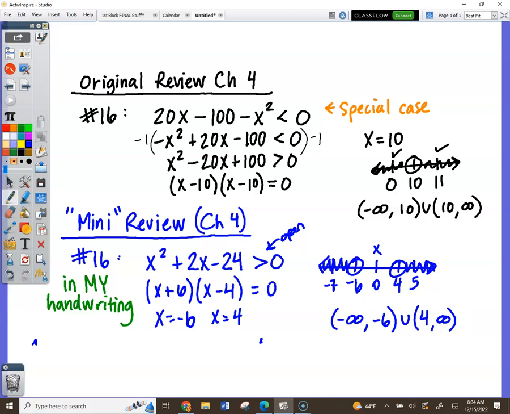Y'all see the difference in those two problems? And that's why I changed it. So, I hope that helps. Because I didn't want a gotcha like that sneaking in and then it not be on the final. If y'all are studying for a gotcha, I want it to be on the final as well, so that y'all aren't overdoing it.